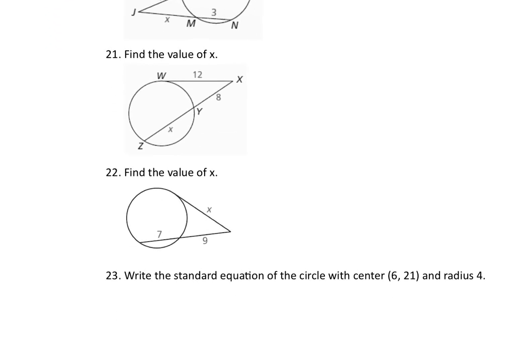Okay, 21 and 22 are both very similar. The difference here is that we have a tangent and a secant. Okay, we know this is a tangent because it's not going through the circle. It intersects or touches the circle at one point, W.